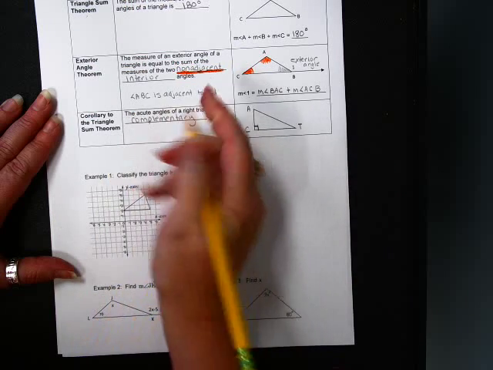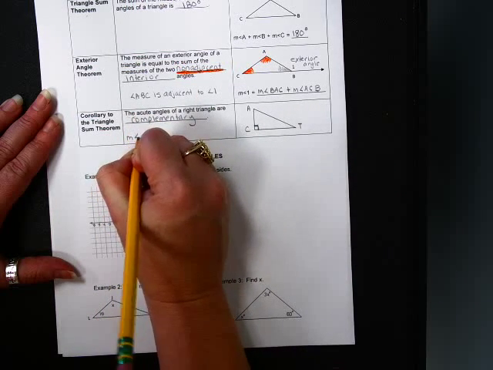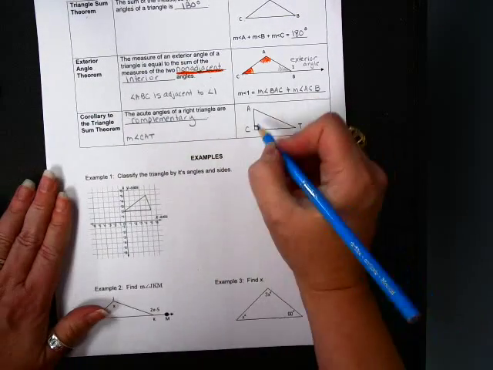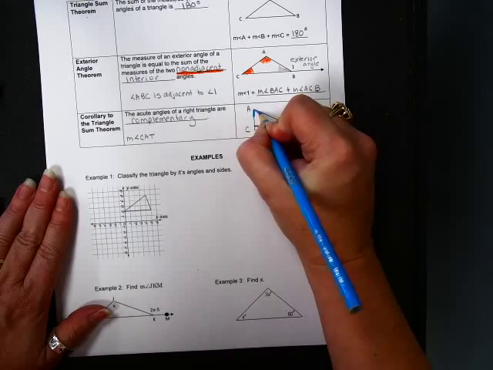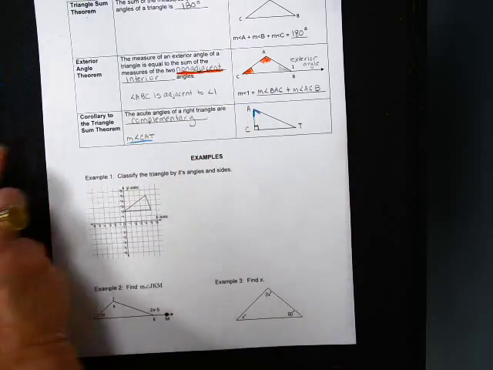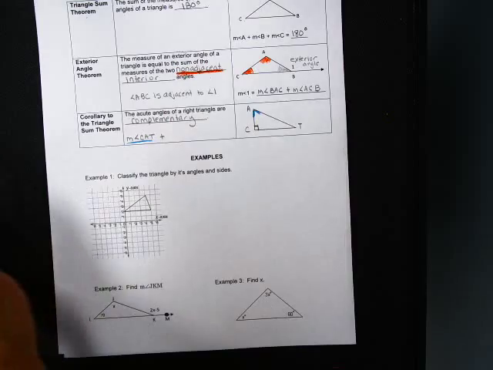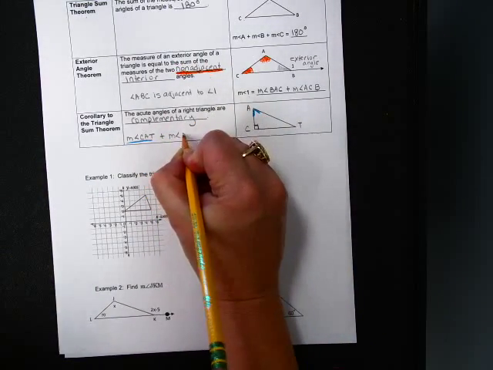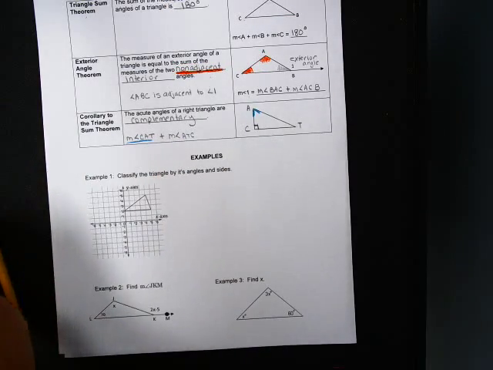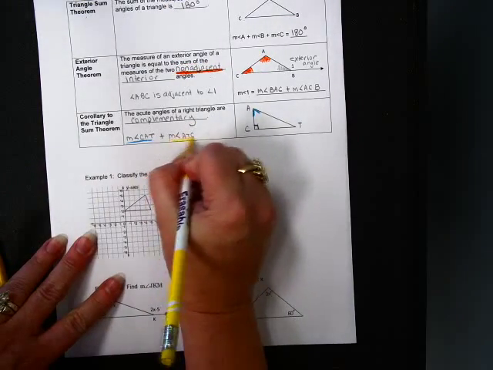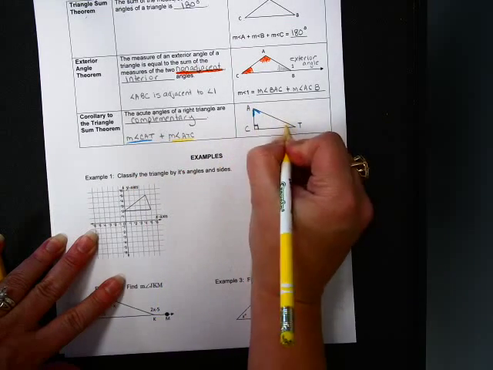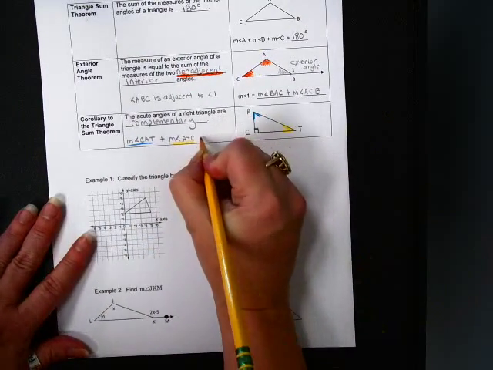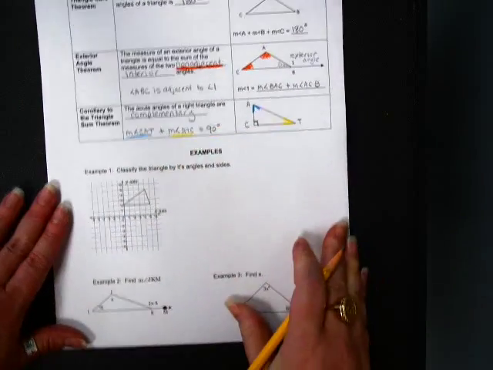And what this is trying to tell us is that the measure of angle CAT, which is this angle here, plus the measure of angle ATC, and ATC is going to be this one here, those two add up to be 90 degrees.